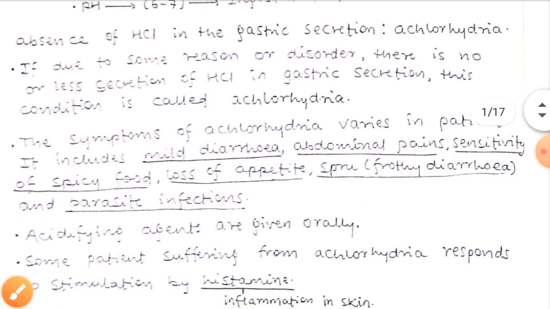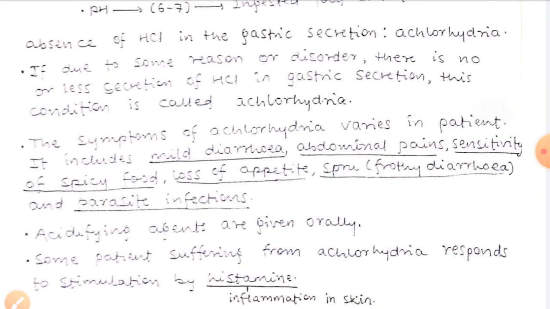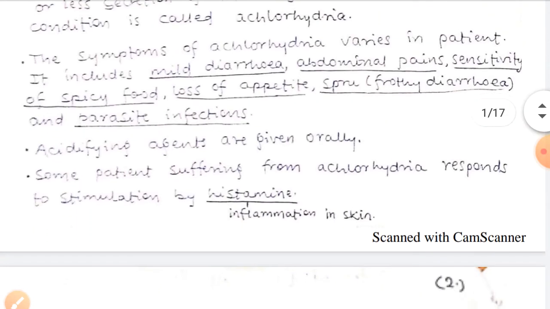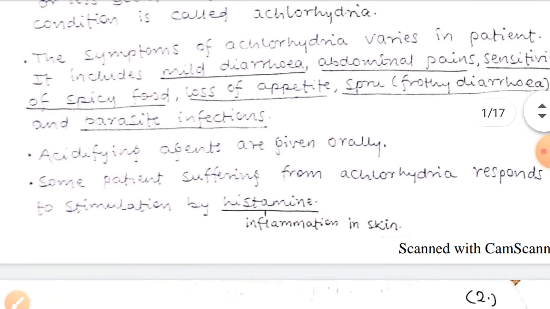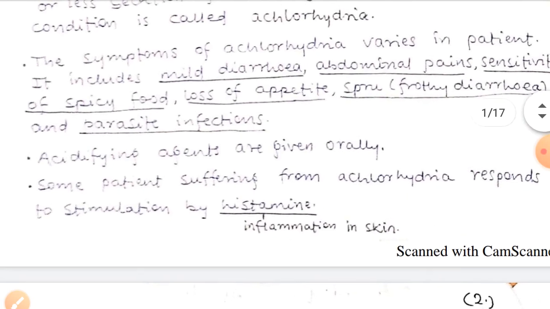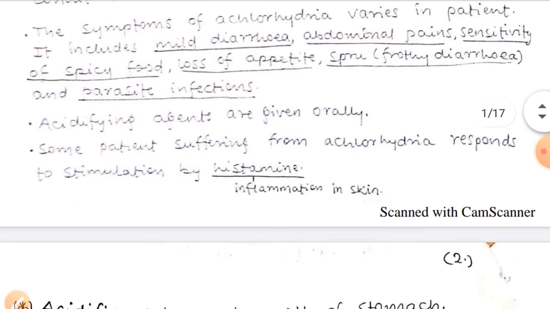It includes mild diarrhea, abdominal pain, sensitivity to spicy food, loss of appetite, and many more diseases like frothy diarrhea and parasitic infection. This page is blurred, I know, but the next page is clearer than this. There is a problem in scanning, so I request you to see the next page which contains more information.